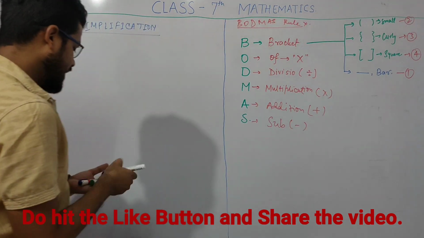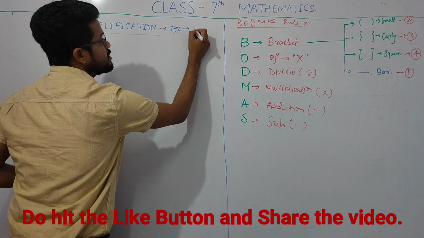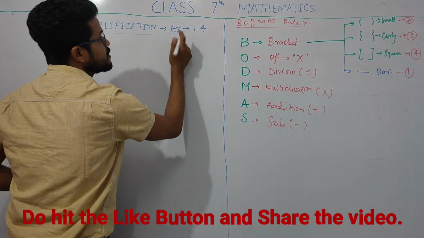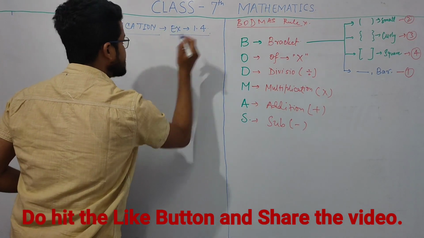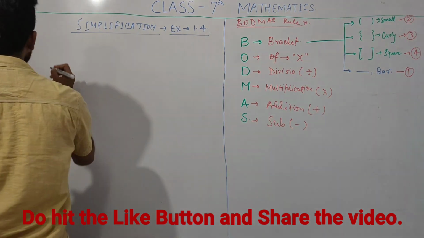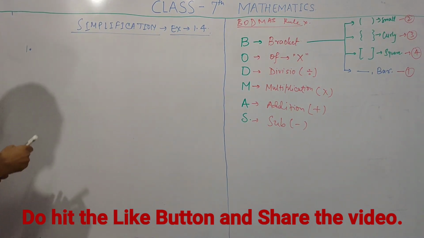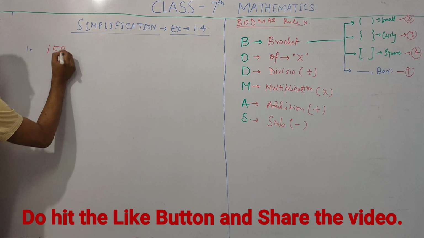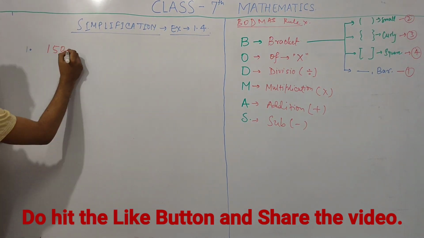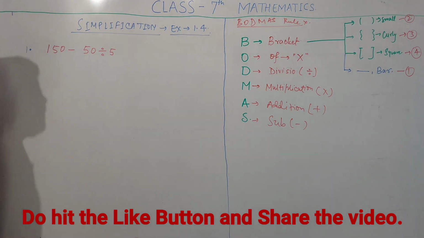Now come to the exercise. Exercise 1.4. Simplify the following. There is the first question: 150 minus 50 divided by 5.